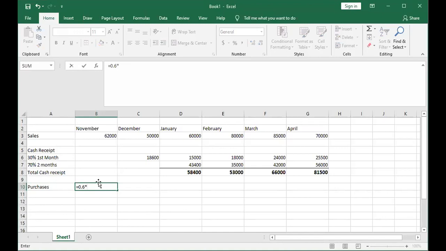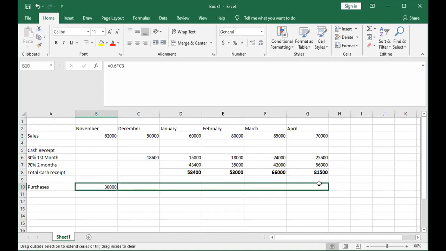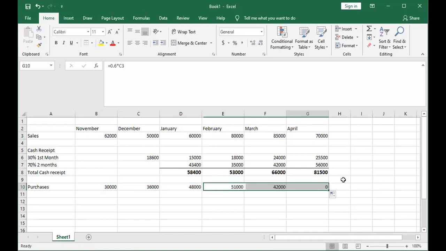So basically, November purchases will be equal to 60% of December sales. So this is the purchases for November. So we have to calculate for all. No, not for April, because in April we don't have the purchases. Alright, sorry for the disturbance.